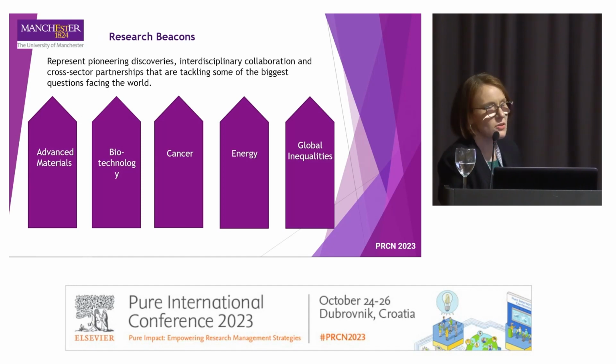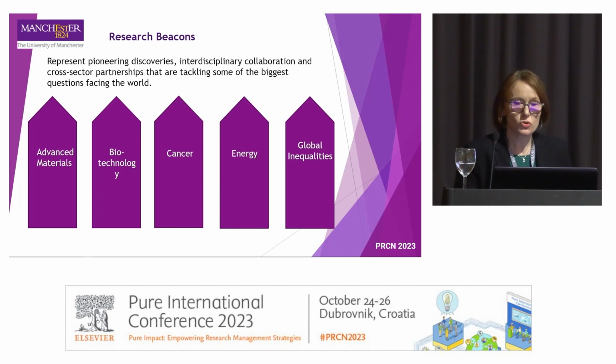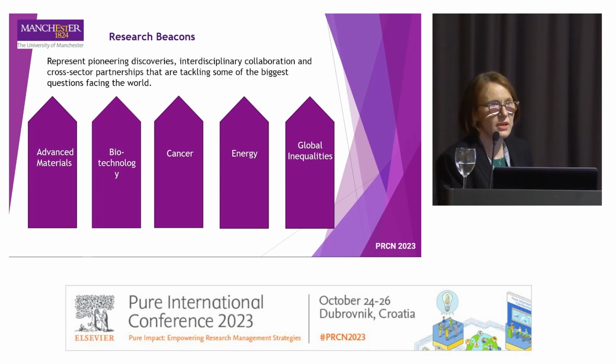So what are beacons? Our beacons represent pioneering discoveries, interdisciplinary collaboration, and cross-partner partnerships. You might have heard of graphene. It was discovered at the University of Manchester, one of our biggest discoveries. But also we do a lot of research on cancer. We work with the Cancer Hospital Christie and institutes, and many other ones. I've listed the main ones here on this slide, the 5 that we have, and they cover lots of different areas of research.